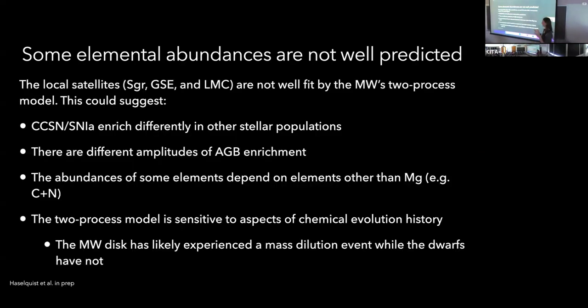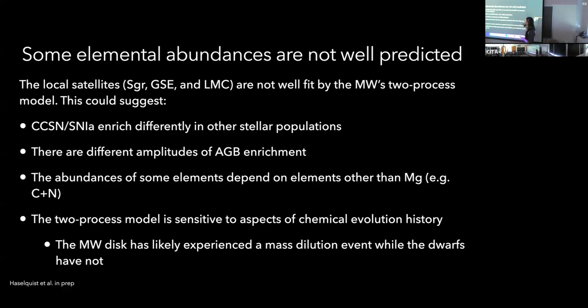The naive interpretation of this would be that maybe these type 1a core collapse supernovae are enriching differently in the dwarfs than in the Milky Way. This would be surprising that core collapse supernovae would work differently depending upon where they are, but that could cause these differences, right? Other reasons could be that, again, we're not including AGB stars in this model. So the 2 populations, Milky Way disk and dwarf galaxies, could have different amplitudes of an AGB process, which is not included here.